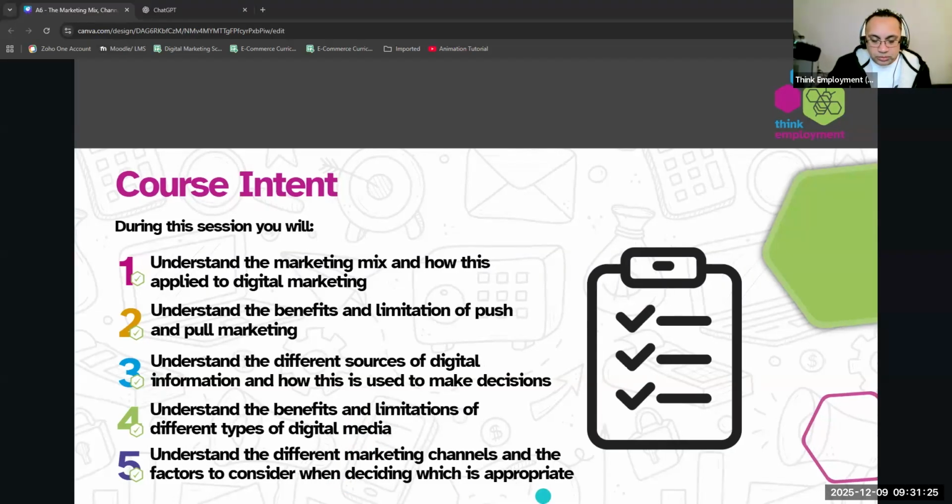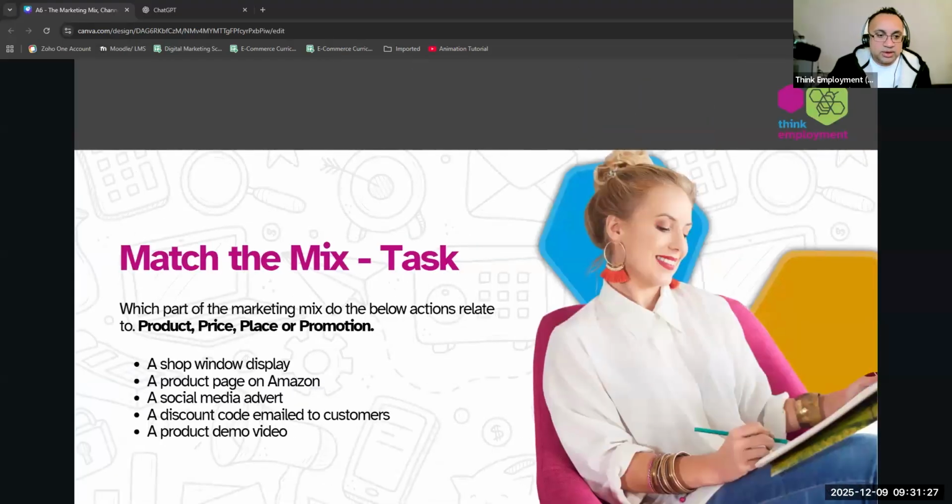So, we've got a list of different types of marketing tasks, okay? And these are part of the marketing mix. Now, some of you may have heard of the marketing mix before, and some of you might not have. I haven't explained it yet, but what I want you to do is, looking at product, price, place, and promotion, which are the different elements of the marketing mix, and looking at that list, which one do you think these belong to?